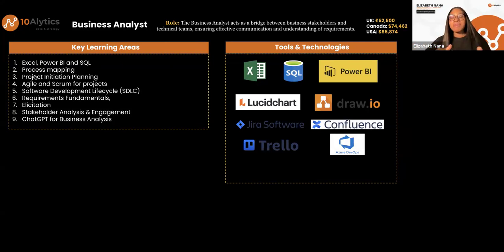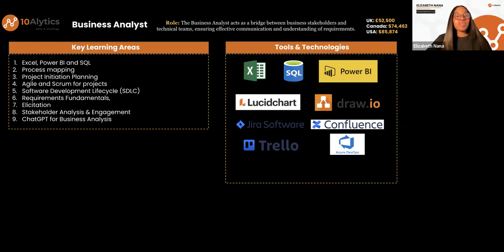And then you learn process mapping, how to map out processes using tools like Lucidchart and Draw.io. You also learn project initiation planning and Scrum for projects. So what happened here is we borrowed Excel, Power BI, and SQL from the data analytics program. And we also borrowed project initiation planning and Agile and Scrum for projects from the project management program. All right, so the business analysis is like 3 in 1. You have business analysis, you have data analytics, and then you have project management in this one program.